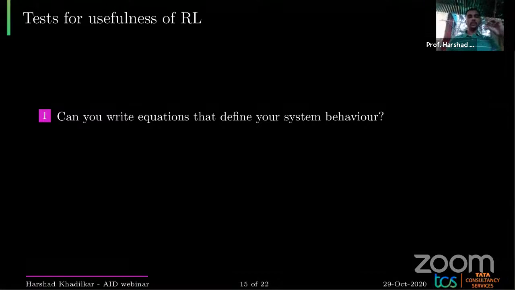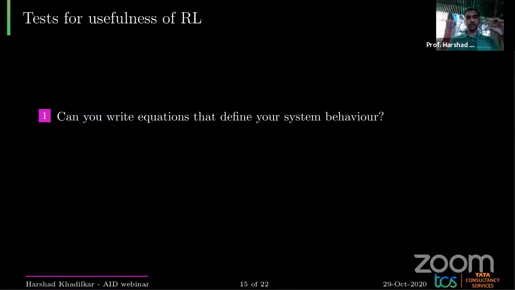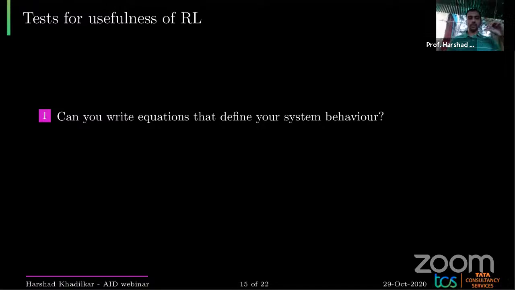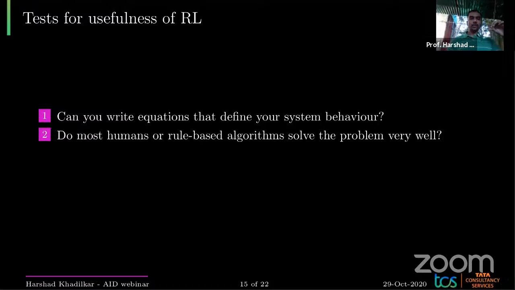The first question is, can you actually write a set of equations to define your system behavior? If you can write down that my system is y is equal to x1 plus 2x2, then you can maximize y if you want to without actually needing a reinforcement learning algorithm. You can write down a mathematical formula for optimizing the system. So if you can write equations that define your system behavior, you don't need reinforcement learning.